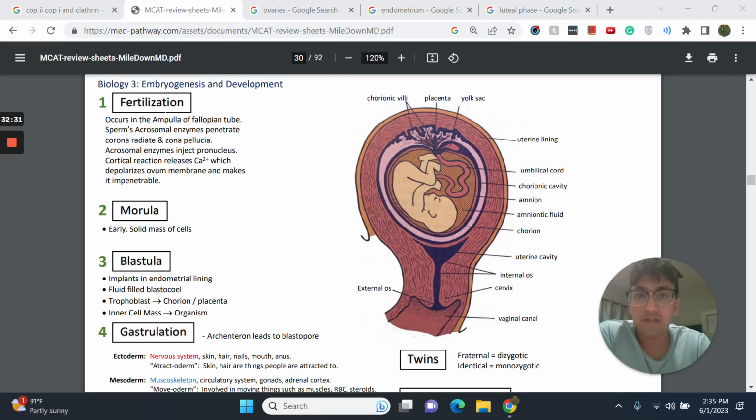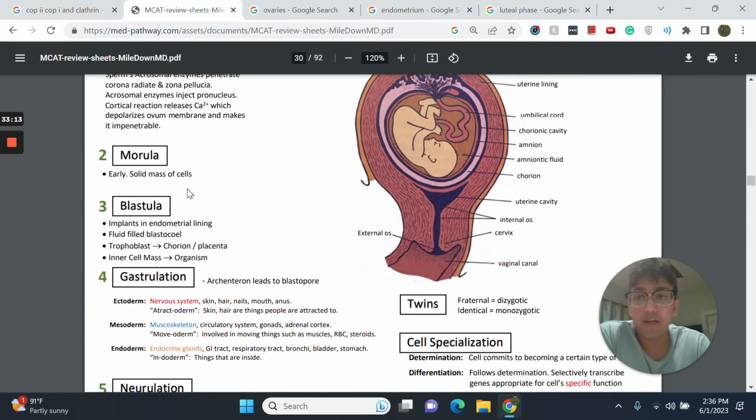The first thing is fertilization. Remember, fertilization happens in the ampulla of the fallopian tube. The sperm has acrosomal enzymes, which are responsible for penetrating the corona radiata and the zona pellucida. It's very important that it has these acrosomal enzymes so that the sperm is able to enter the female gamete. Then the sperm nucleus enters, and we have a cortical reaction that releases calcium, which depolarizes the ovum membrane and makes it impenetrable. We don't want more sperm entering after the first sperm has already entered.